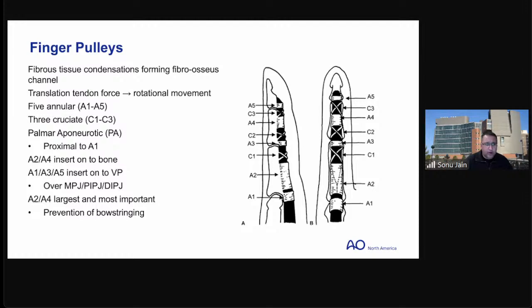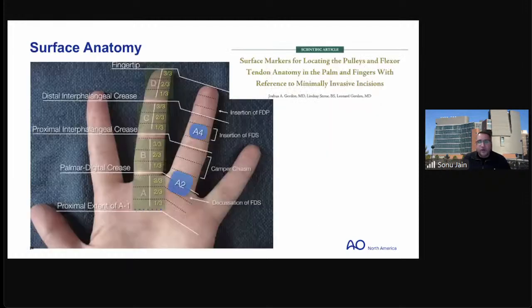So we're all aware of these pulleys. We were taught the sacrosanct A4 and A2 pulleys, which will be destroyed today by Dr. Tang, because we will show that, although we were told not to violate these, it's been shown that you can do that and get good outcomes and good repairs.